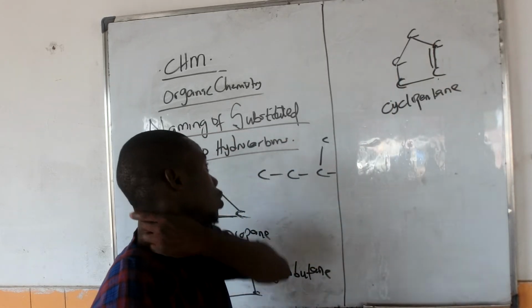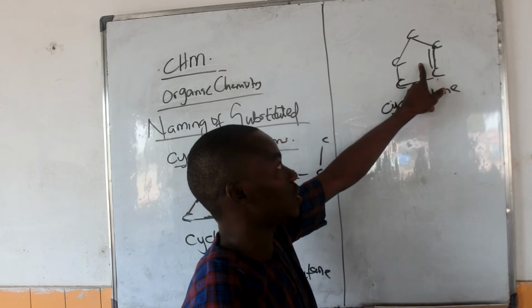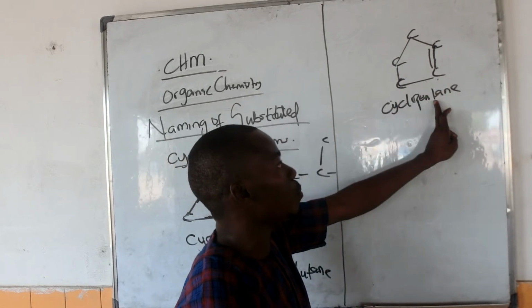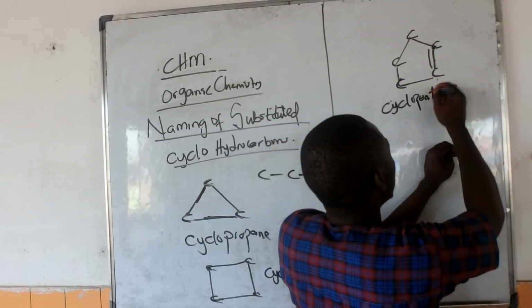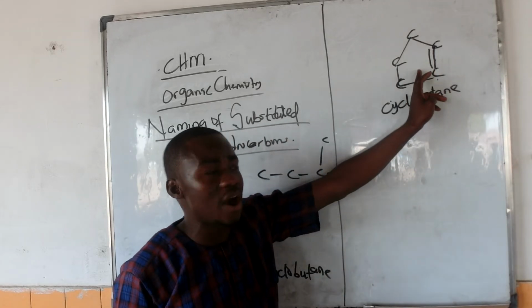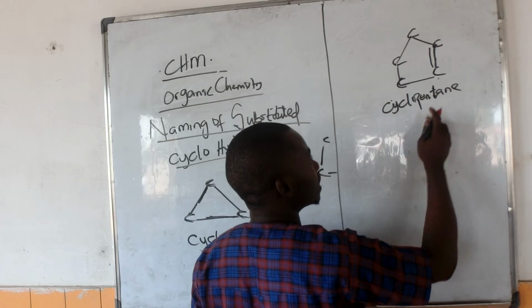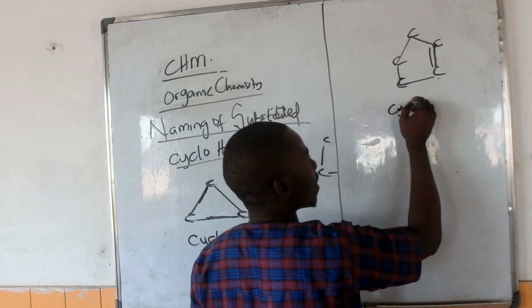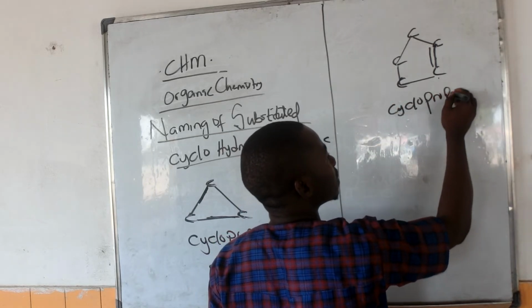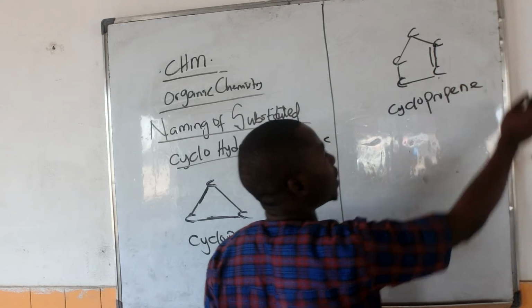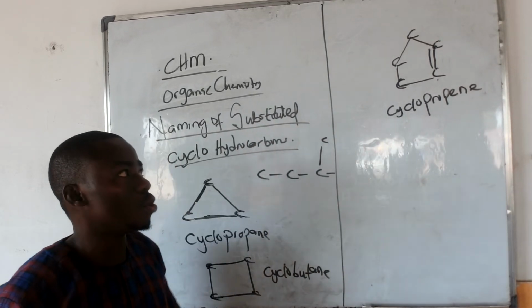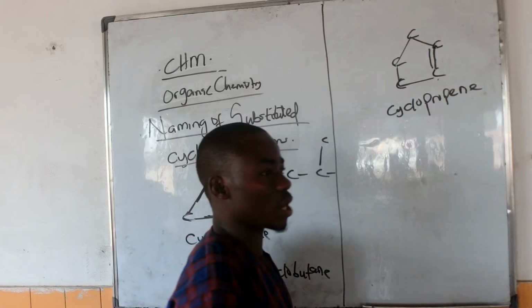But in the case whereby you now have a double bond, you have a double bond like this. This compound is no more an alkane, it's now an alkene. So that means this thing we call cyclopropene.